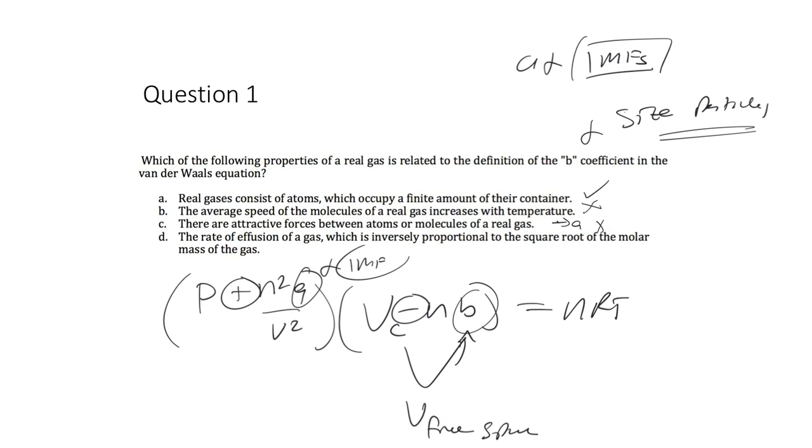The rate of diffusion of a gas is inversely proportional to the square root of the molar mass of the gas. That's a true statement, but not for the B constant. So the correct statement here, well, I guess I wasn't going to give the answer, but I just did. The answer to this question would be A.